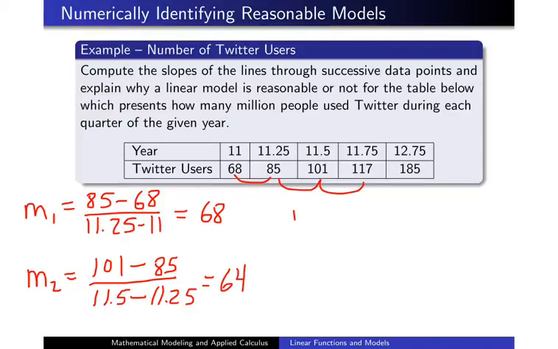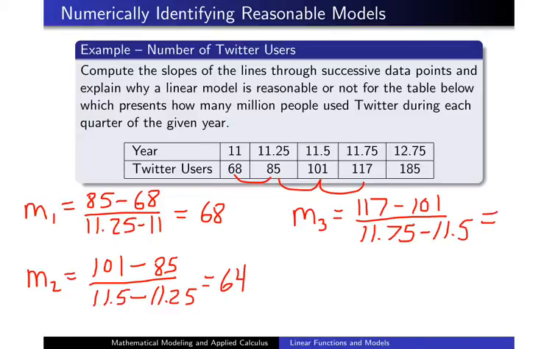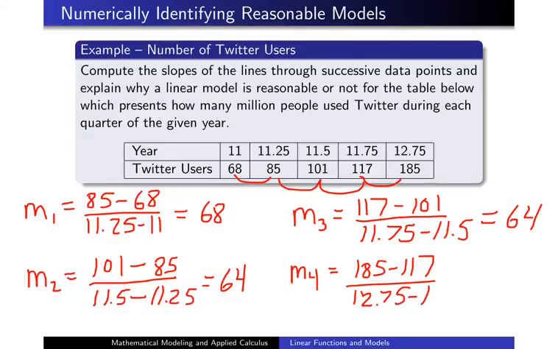For the third and fourth data points, this will be our third slope. We take the difference of the output, 117 minus 101, and divide by the difference of the input, 11.75 minus 11.5. We put this into our calculator and get another 64. And then finally, for this last pair, we get 185 minus 117, divided by 12.75 minus 11.75, and that once again gives 68.